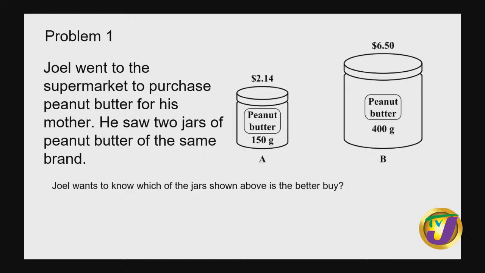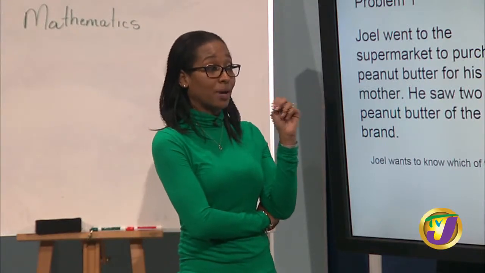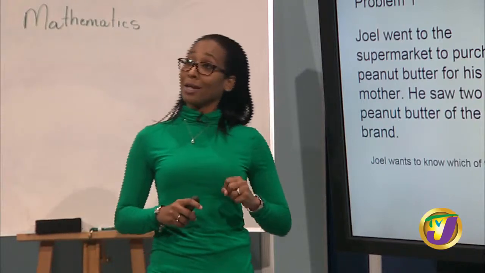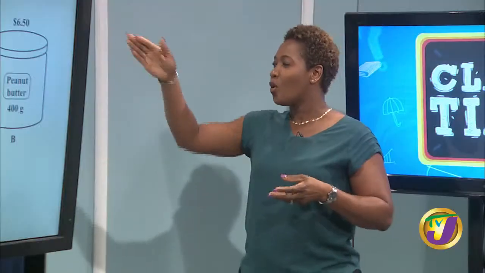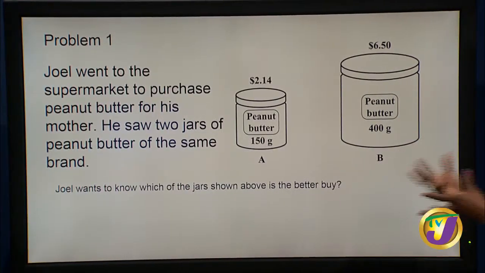When he goes into the supermarket, he can put each of the small 150 gram jars next to the 400 gram jar. He's going to estimate. All right, so now he needs to understand the cost in relation to the amount of peanut butter.